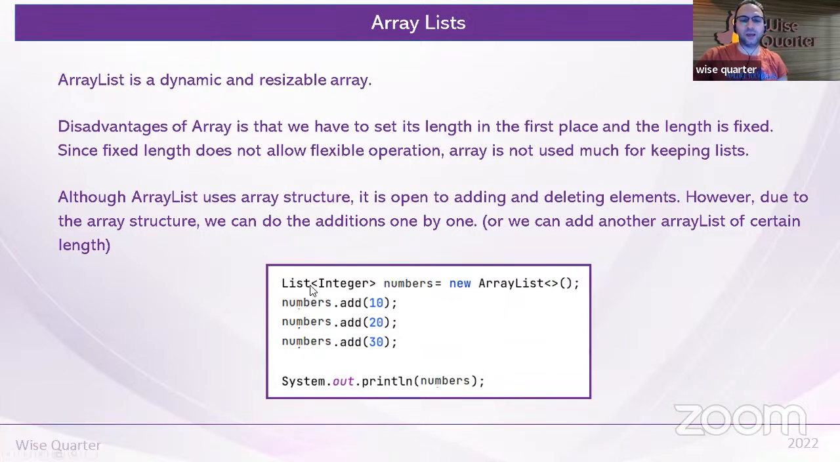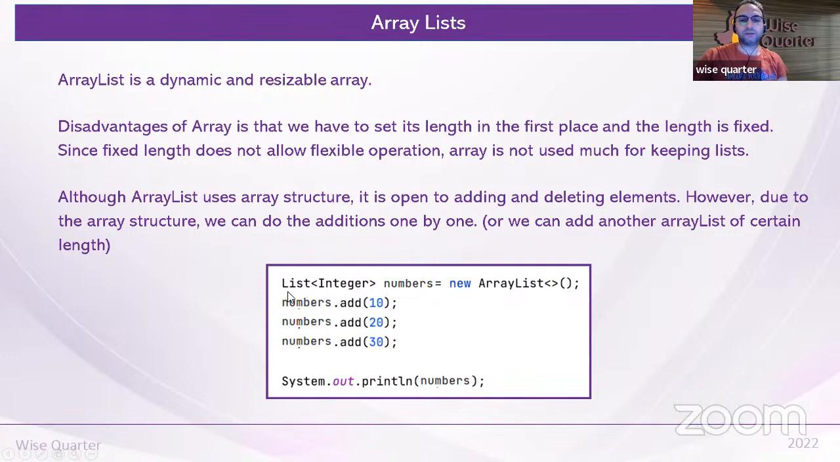It is when you have created an array list like this, you have to add the elements one by one. Or you can create a method to add the elements. But you should remember that when you create a list, you have to add elements one by one, like this.